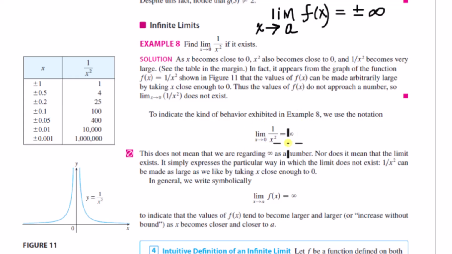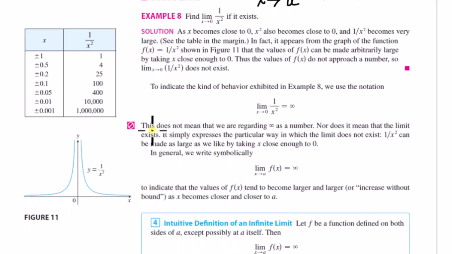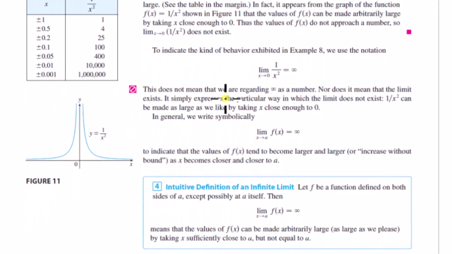We can indicate to someone that, yes, this limit doesn't exist, but in this case, it is ballooning to larger and larger positive numbers as you get closer and closer to 0. Right? So it's just a useful way of describing this limit using infinity. Okay? But it says here that this does not mean that we are regarding infinity as a number, nor does it mean that the limit exists. It simply expresses the particular way in which the limit does not exist.